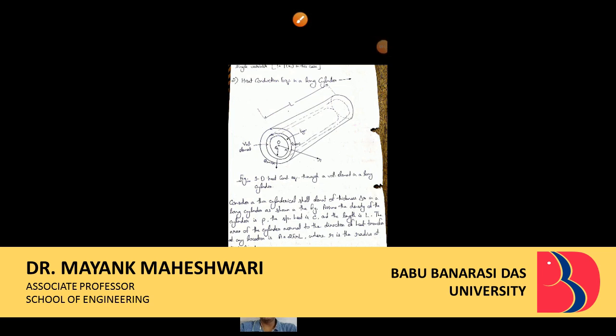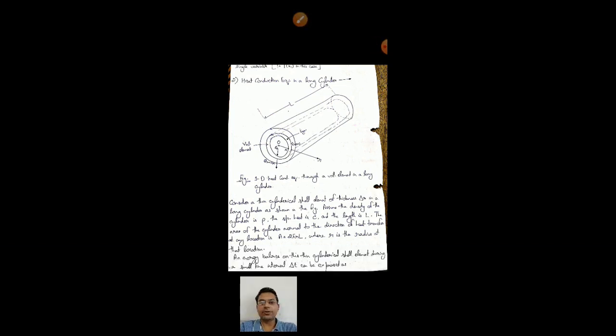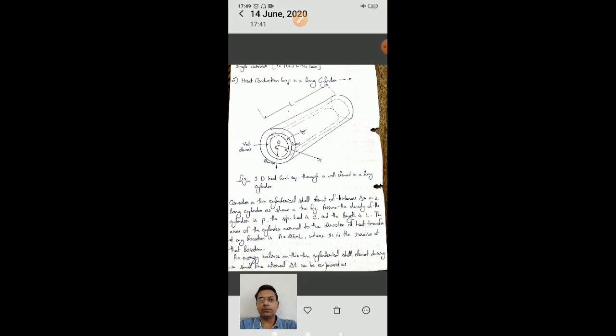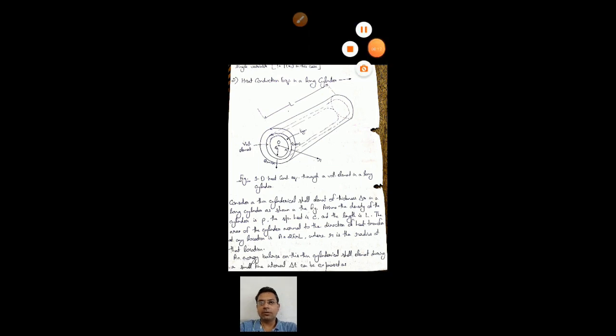Now coming to the next derivation on the one-dimensional heat conduction equation. This time it is a long cylinder. Figure 1 shows a long cylinder, and the heat is conducted in a one-dimensional mode, that is along radially or axially.